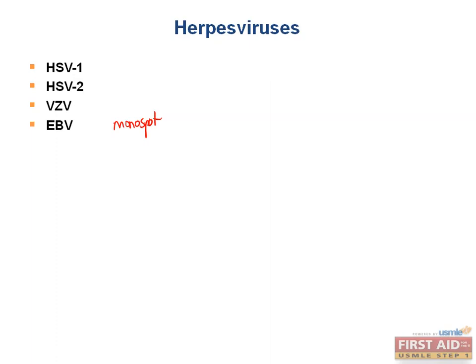The monospot test looks for agglutination of red blood cells from an animal, usually sheep or horse, when the patient's serum is mixed with these sheep or horse red blood cells. The EBV-infected person that was not exposed to horse or sheep red blood cells will form antibodies that react with the sheep or horse red blood cells. Note that once infected, you carry the EBV virus for life, latent in B cells.